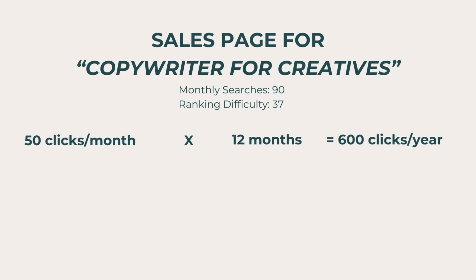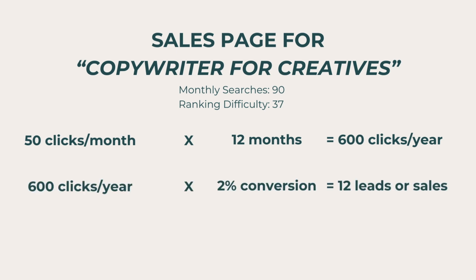So in terms of ROI, let's say you decided to write your sales page with the keyword copywriter for creatives, which gets 90 monthly searches. You're not going to get all 90 people to click on your website every month, but let's say you're in the top 3 positions on Google and you get 50 clicks a month. Over the course of 12 months, that means you're getting 600 people clicking on your website every year.